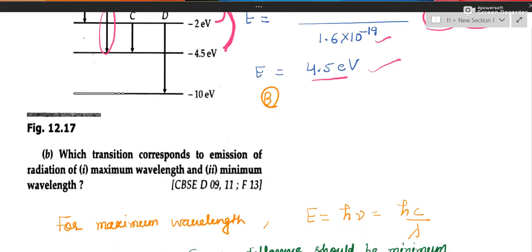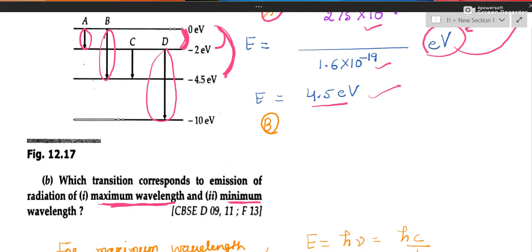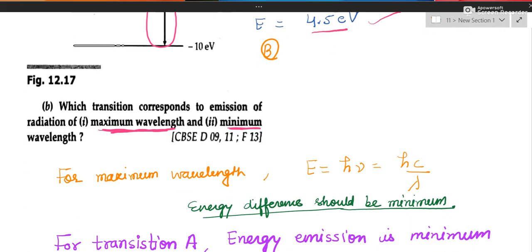Okay, so what is the second part of the question? Which transition corresponds to maximum wavelength? So for maximum wavelength, energy has to be minimum. Okay, and for minimum wavelength, energy difference has to be maximum. So you can see where the energy difference is maximum and minimum. Here it is 2, so this is minimum, I guess. Energy difference is minimum, so wavelength will be maximum. So transition A, and here energy difference is maximum, है ना? So here the wavelength corresponding to the emitted photon will be least, यानी कि minimum.